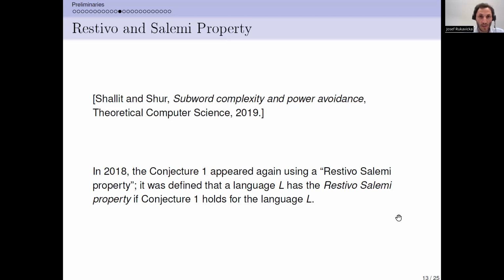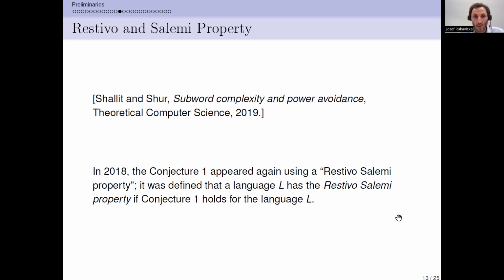Sorry, it should be 2019 instead of 2018. The only difference was that in this paper, the authors defined the so-called Restivo Salemi property. This is also the reason that I use the Restivo Salemi property in the name of my paper. Basically, Restivo Salemi properties are the conditions that are present in the conjecture.